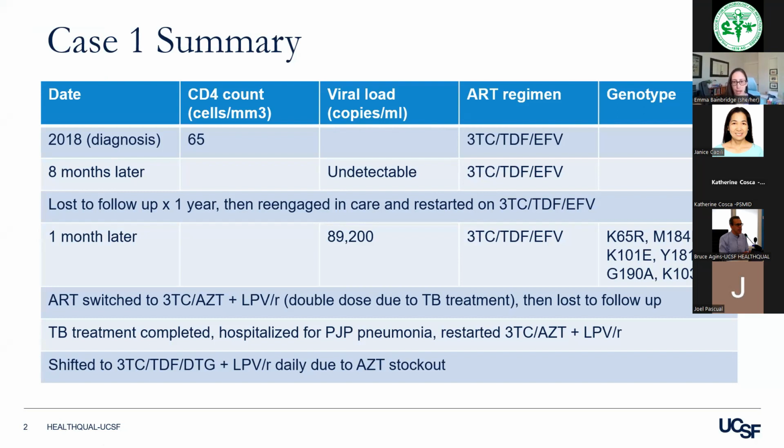So just to summarize what we just went through, this patient was initially diagnosed in 2018 with a CD4 count of 65 and was started on a regimen of lamivudine, tenofovir, and efavirenz, and did achieve undetectable status with that regimen, but unfortunately was lost to follow-up for a period of about a year. Then he was restarted on therapy, but his viral load a month after restarting therapy was still 89,000, and he had a genotype which showed the following mutations, and we're going to go into these in depth. That was when his ART was switched. So I'll just stop there and we can move on to some questions, and we'll go stepwise through the case.